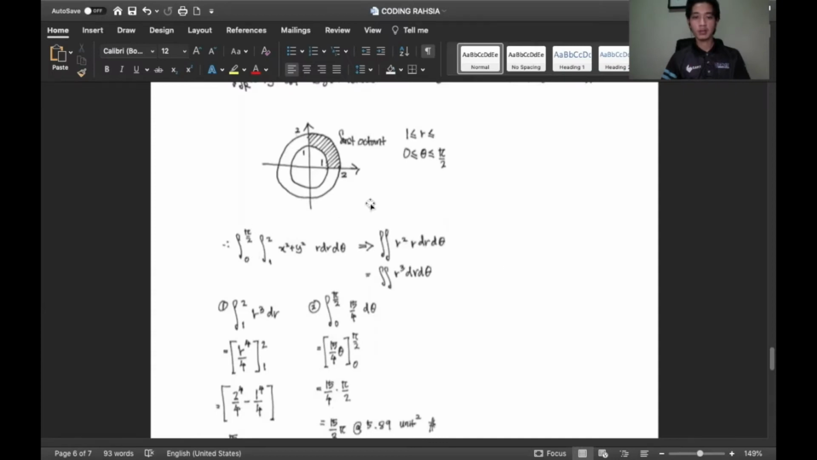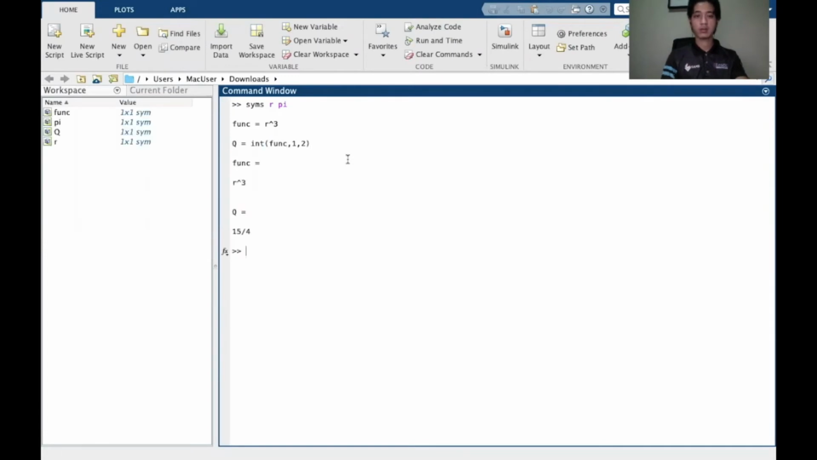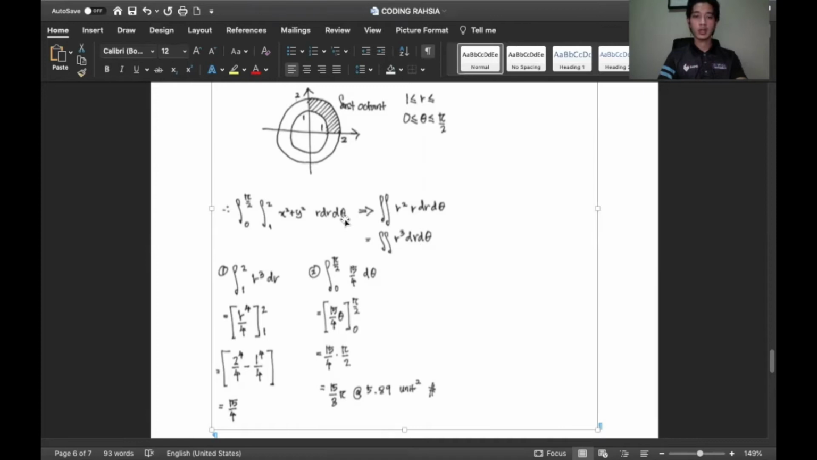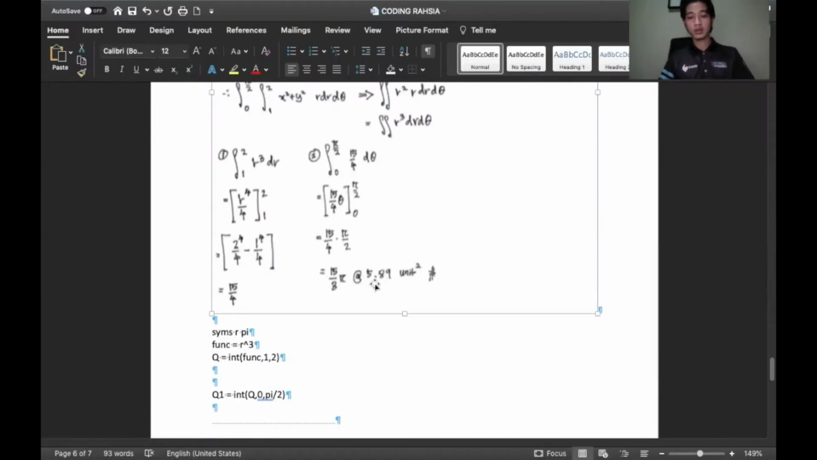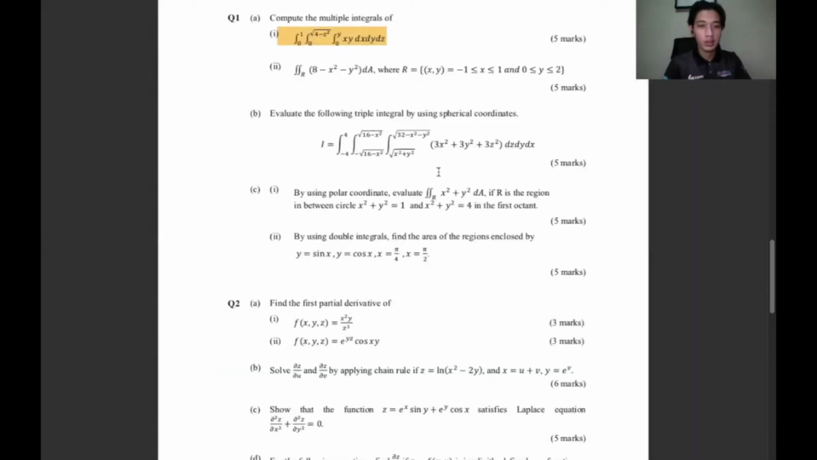We need to find the equation first. The function here, you can see, is the double integral of (x squared plus 9) squared r dr d theta. We get 15 over 4. Now let's do the integral for theta. We can see here we get 15 pi over 8, also 5.89 units squared.